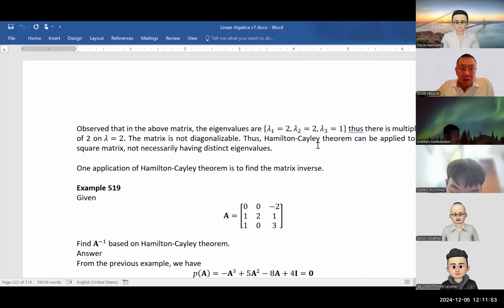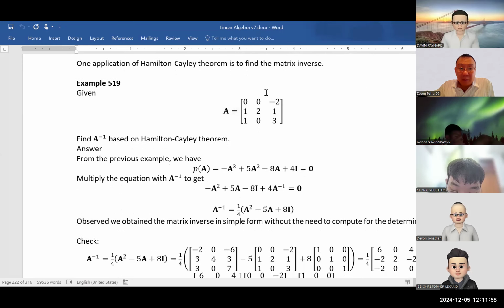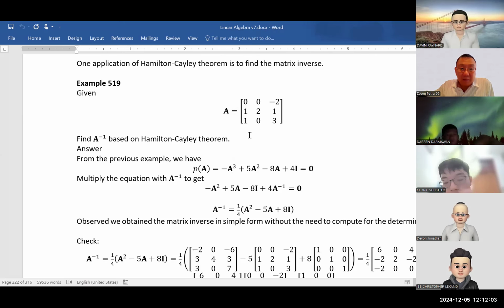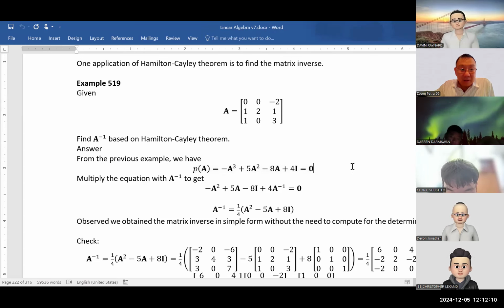Now, one application of this is to find the matrix inverse. For example, can you find the matrix inverse of this one? You can create the Cayley-Hamilton equation. Sure. Hey, how do we get the A cubed or A squared?